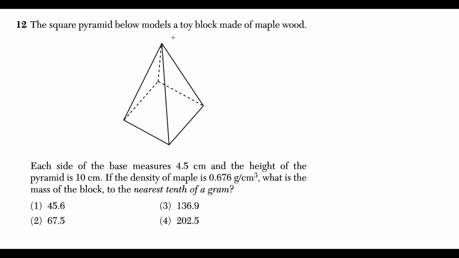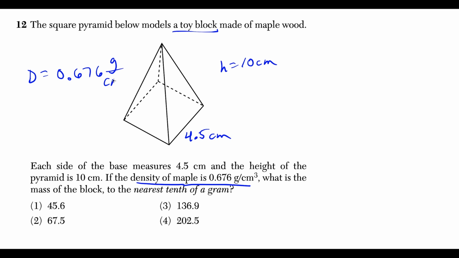Question 12, we have a square pyramid and it's modeling a toy block, and each side of the base measures 4.5 centimeters, and we're told the height of the pyramid is 10 centimeters. So these are significant values. And we're told the density of maple. So this is very important here. The density is equal to 0.676 grams per cubic centimeter. And we want to know what is the mass of the block to the nearest tenth of a gram.